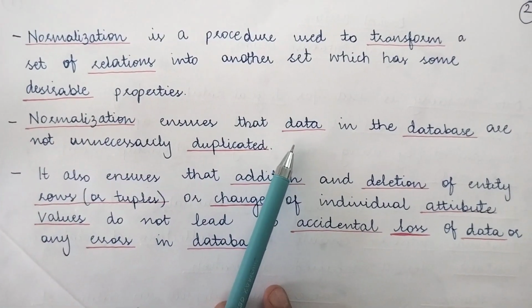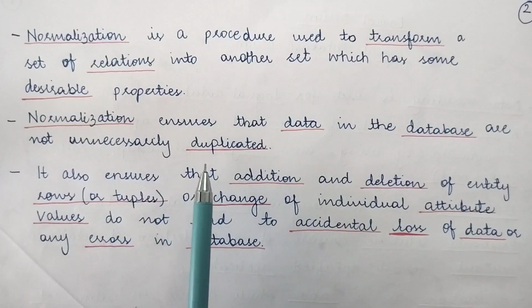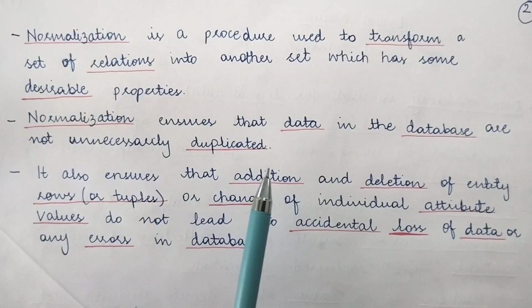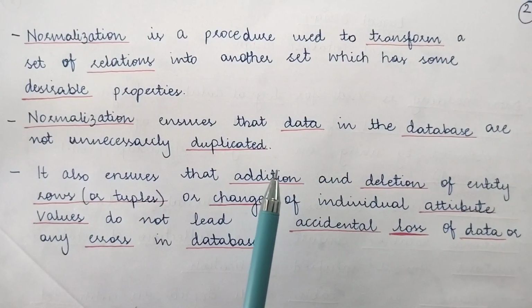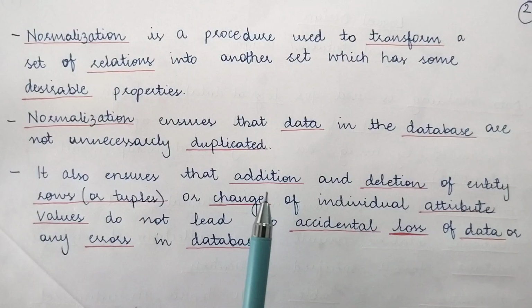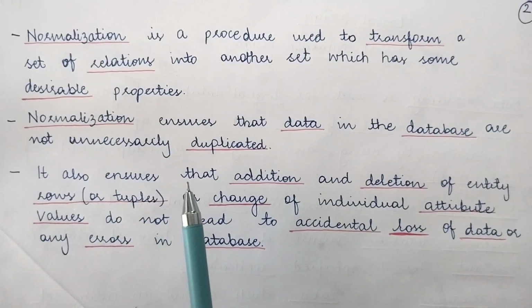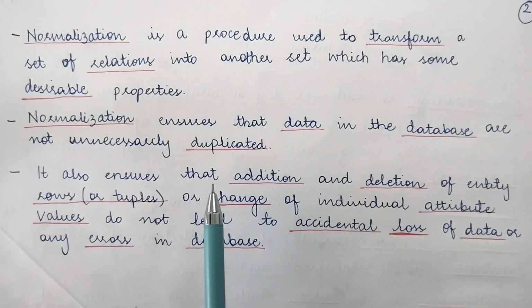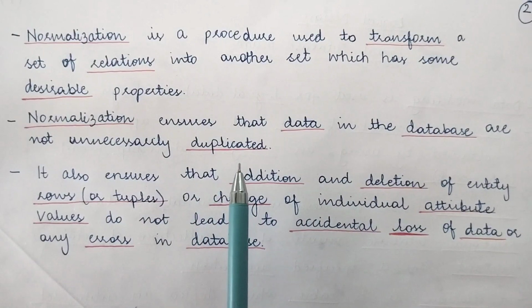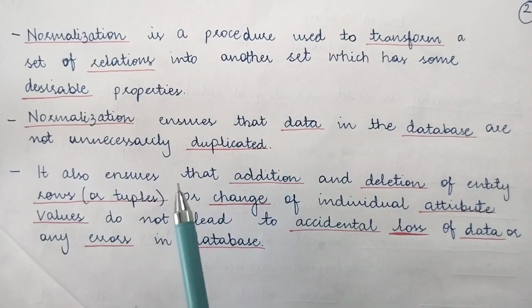Normalization basically ensures that the data in the database are not unnecessarily duplicated. Basically, there are so many relations in the database, and one or more of the records or attributes may be repeated in several relations. So we have to make sure that when more than one copy of a record or an attribute is used in several relations, there is no unnecessary duplication. So normalization also helps in controlling unnecessary duplication of data in the database.